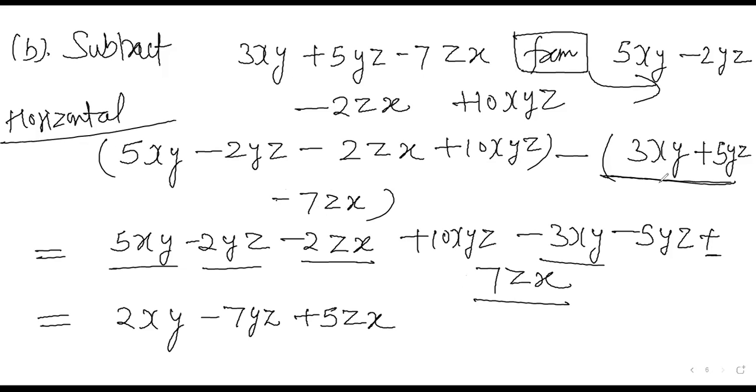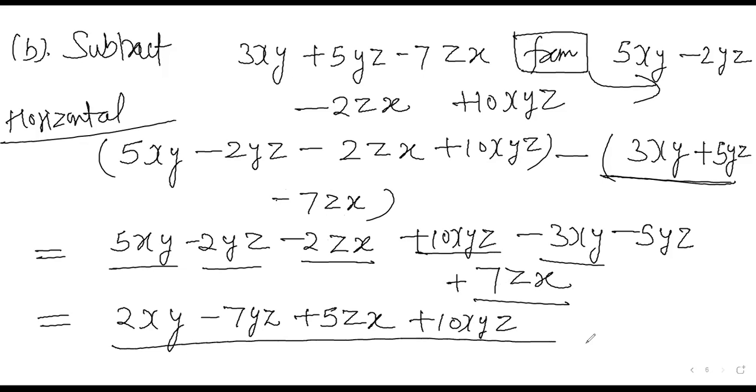That's why plus 7. Or, if you are confused, you remove this plus sign here and put it down here. Plus 7zx and minus 2zx will give 5zx, and 10xyz will remain the same because it doesn't have any other like terms. So this is the B part, and coming to the last part, I think the last question of the exercise: subtract. Use the vertical method as in the previous question.